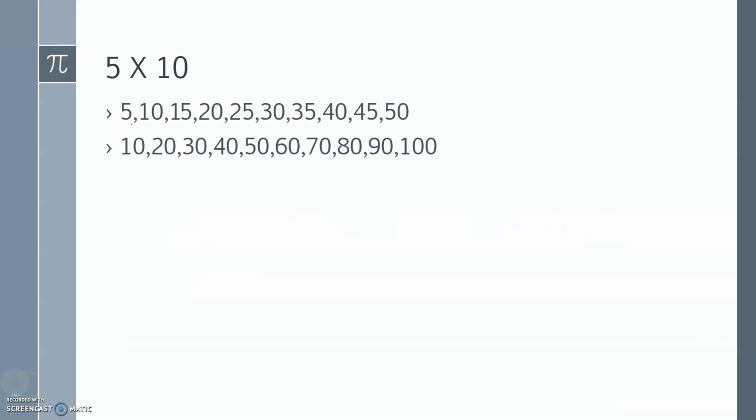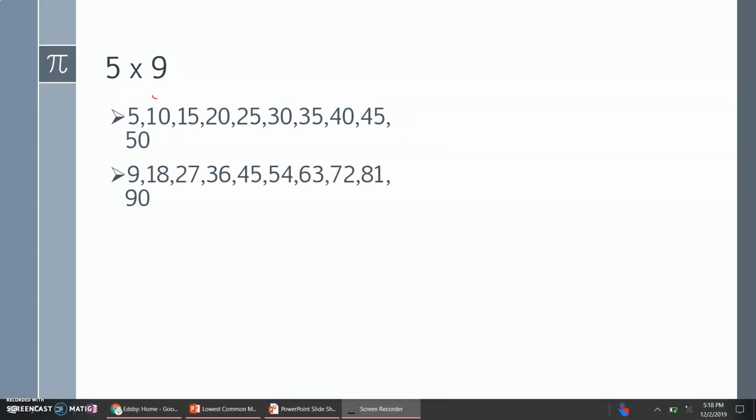Today I will be showing you how to find the lowest common multiple. 5 times 10. For this one, all you need to do is look at both of the numbers and then find the first two that are the same. In this case, it's 10 and 10, which are the first two numbers.